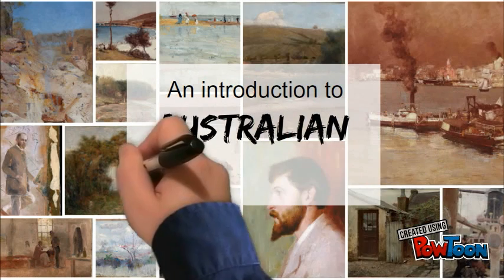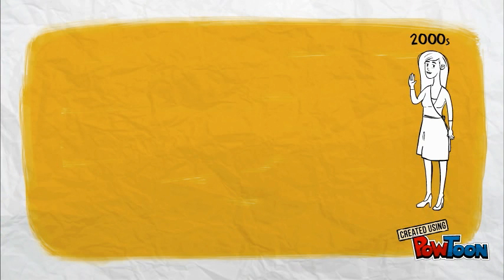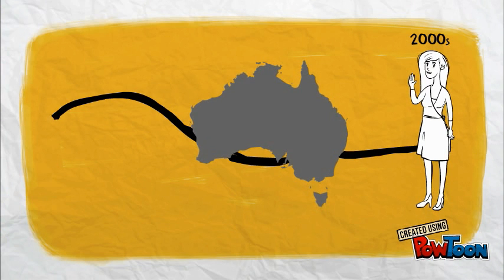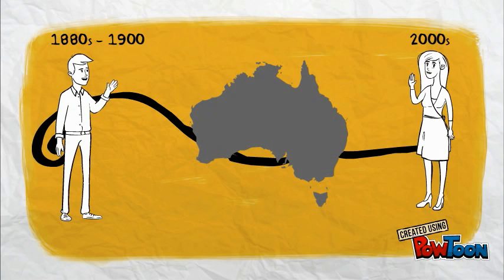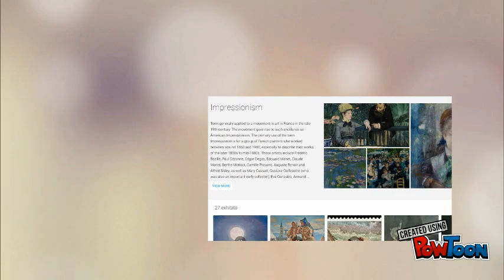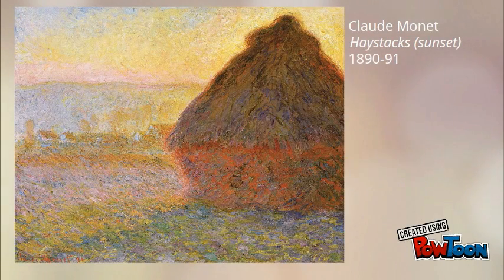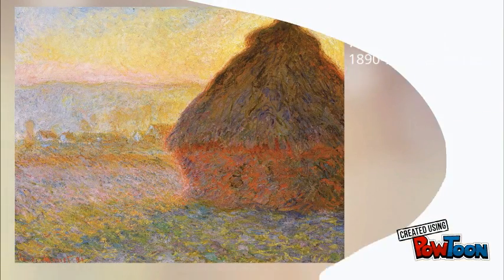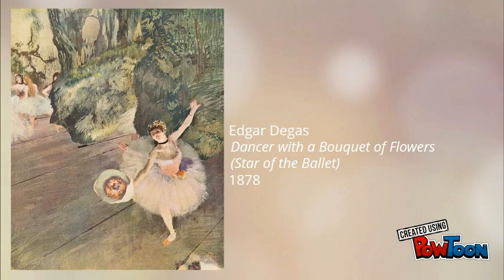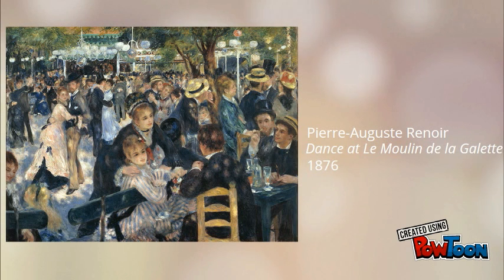An introduction to Australian Impressionism. Australian Impressionism was an art movement in Australia from the 1880s to the start of the 20th century. It borrowed ideas from French Impressionism, which was popular in Europe and North America in the 1870s and 80s. Impressionism was all about capturing light and colour in landscapes, a feeling of a place, or an impression.